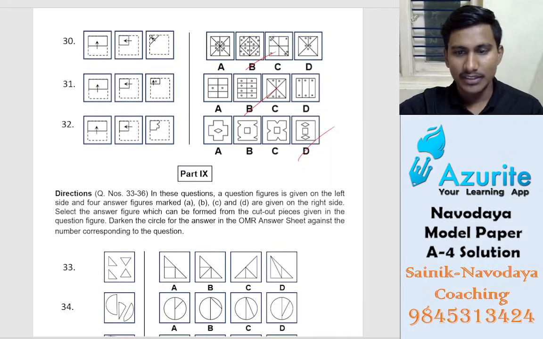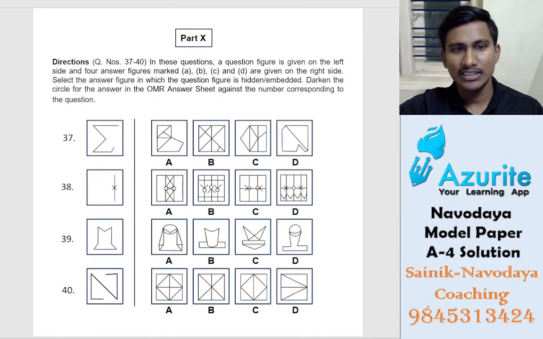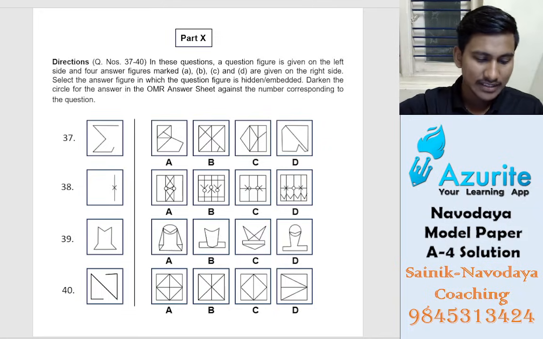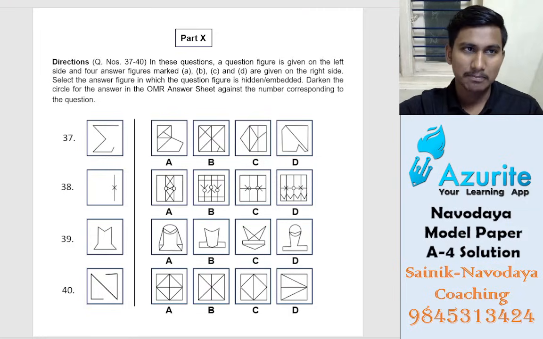Okay. Next 33 to 36 is B, D, B, B. Okay. Next 37 to 40. So it is B, D, A, B. So B and D and A and B. These are the answers. Okay.